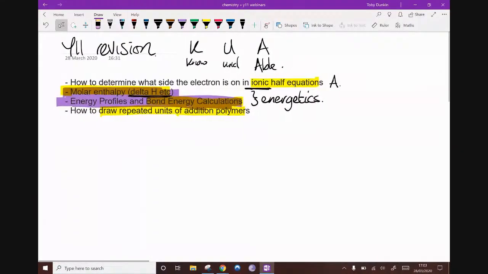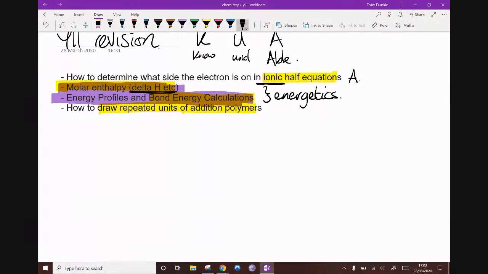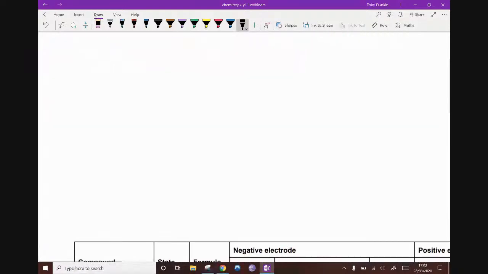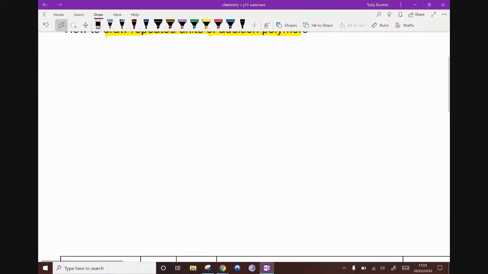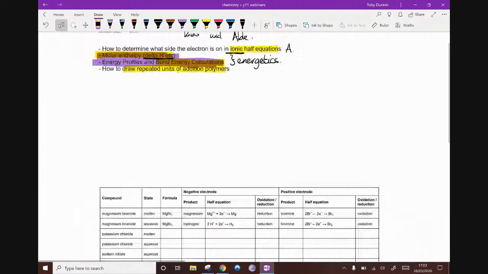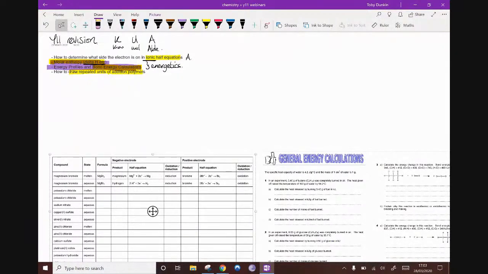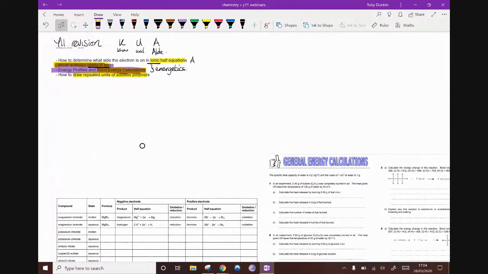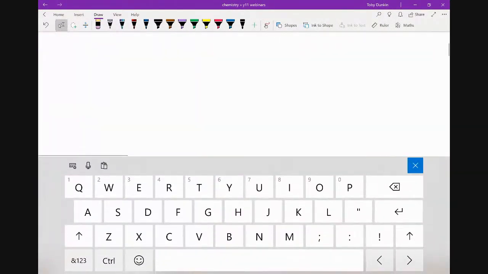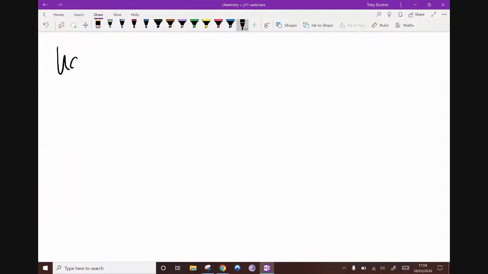Okay, so let's do the ionic half equations first. The first thing here is let's do a little subtitle. And this is where I haven't really left myself enough space. Let's move that down. There we go. So let's do half equations as our subtitle.